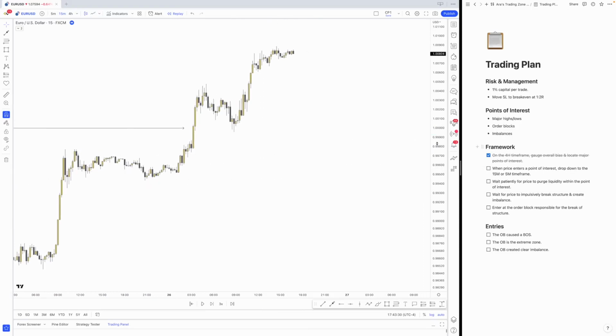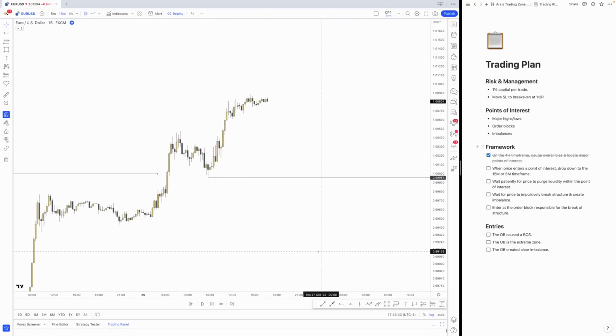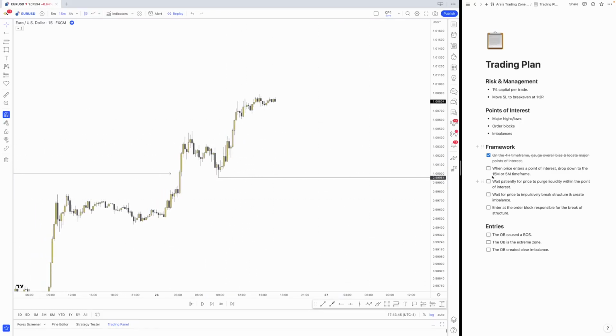So the current structure that we have to pay attention to is this low right here, because that's the higher low that was created after liquidity was tested from that high. So as of now, price is still trading to the upside, so we don't have any change of character yet. But before I get too ahead of myself here, I'm going to check this off the list because we have completed step number 2. Step number 3 is wait patiently for price to purge liquidity within the point of interest.